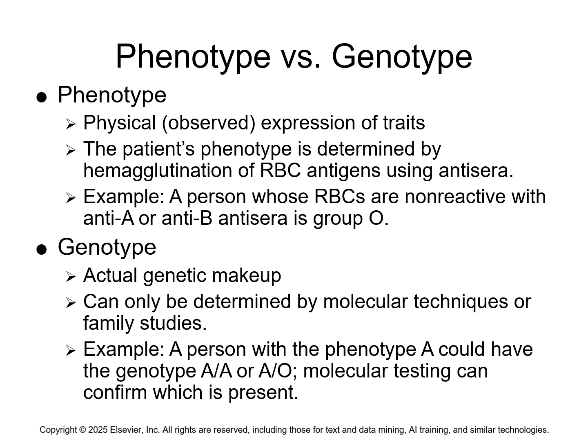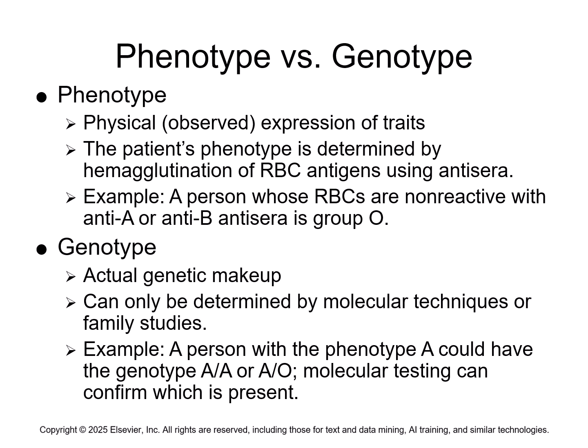Now let's talk a bit about phenotype versus genotype. Phenotype is the physical representation of a gene, while the genotype is the actual genetic makeup, or the series of A's, C's, T's, and G's. The physical observed expression of traits is the phenotype. A patient's phenotype is described or determined by the hemagglutination of the red blood cell antigens using antisera. An example of this, a person whose red blood cells are non-reactive with anti-A or anti-B antisera is group O.